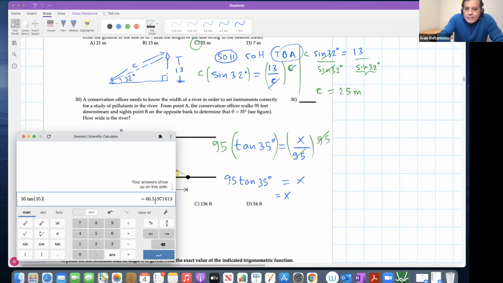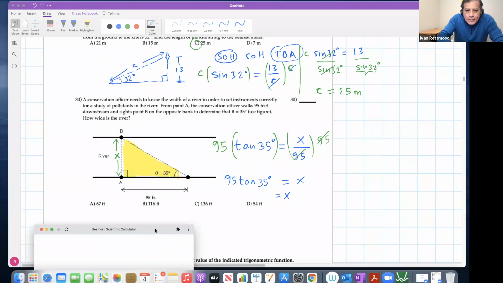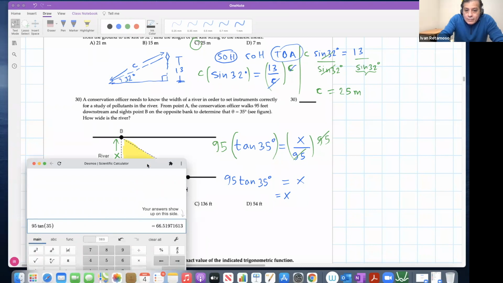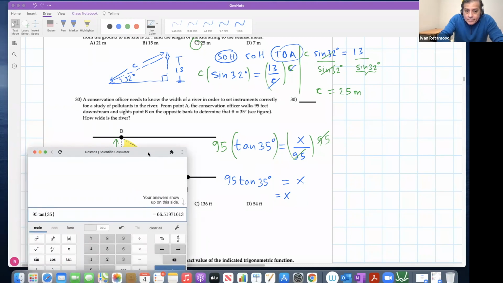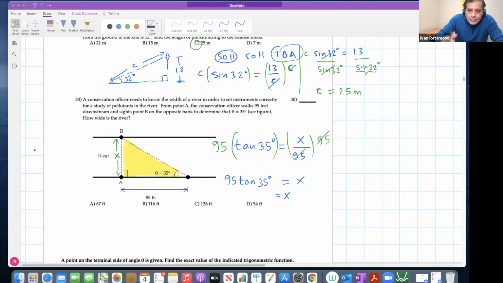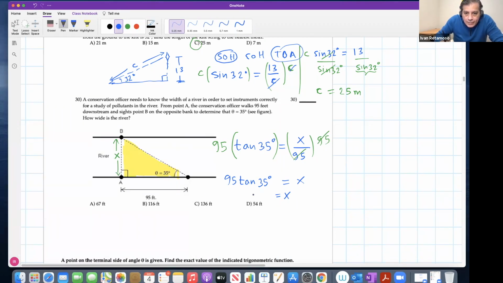So you get 66.5, right? But that should be rounded to the nearest whole number, sorry. 66.5 rounded to the nearest whole number is 67, right? So this will be 67 feet, which is this guy, right?